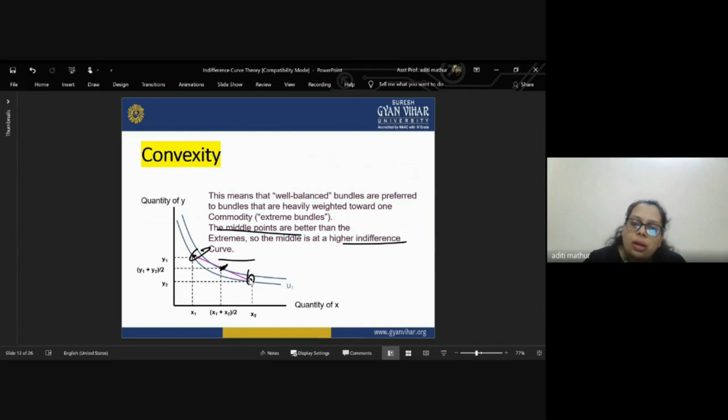Why is it so? Because in this you are getting less of one, right? And in this situation you are again getting less of one. But in the middle situation, you have a perfectly weighted, well-balanced combination of both X and Y, right? And that is what is known as convexity.